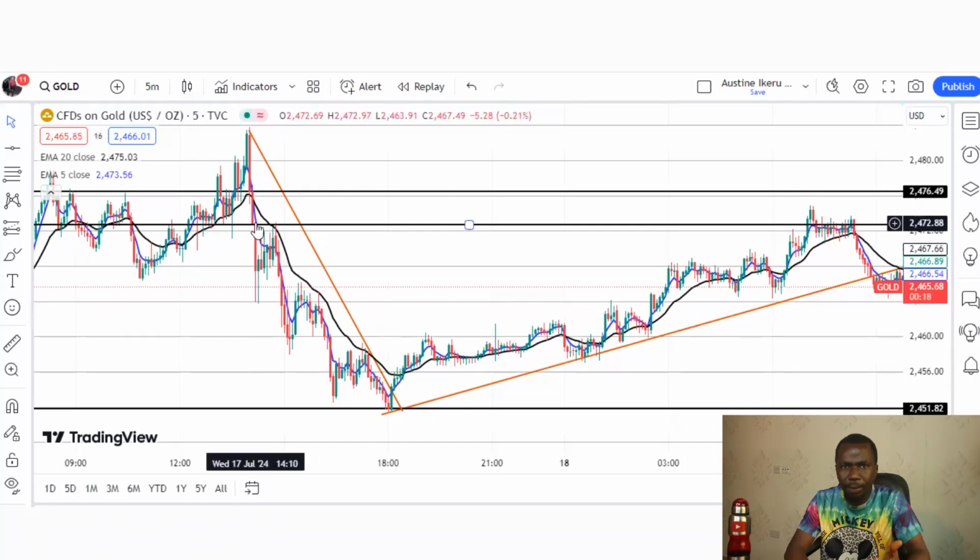So what will be our take profit as scalpers? Remember, as scalpers, we are only looking to take our profit when the price moves 20 or 10 pips or 30 pips.